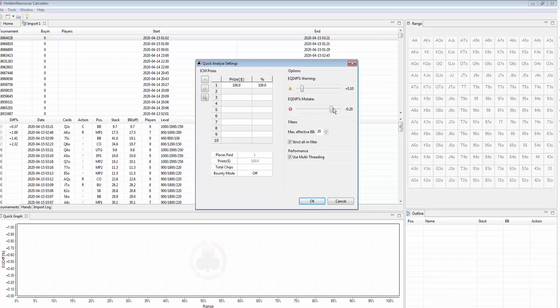Another way of analyzing is that if your mistake turns out to be 0.5 or higher, that's a pretty bad mistake, and 1.0 and higher is really bad.